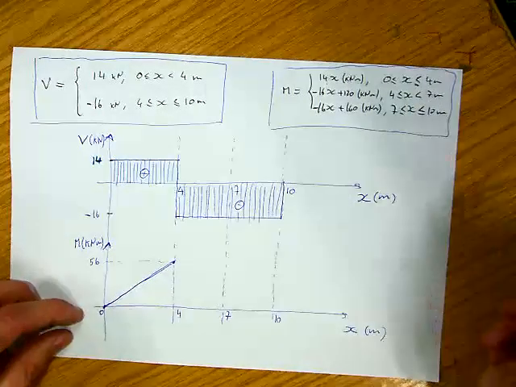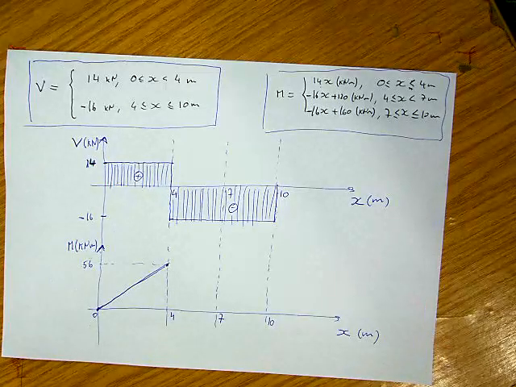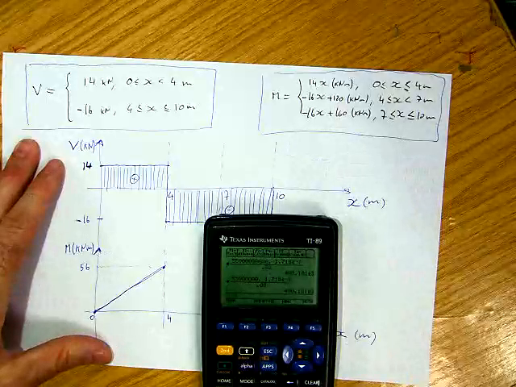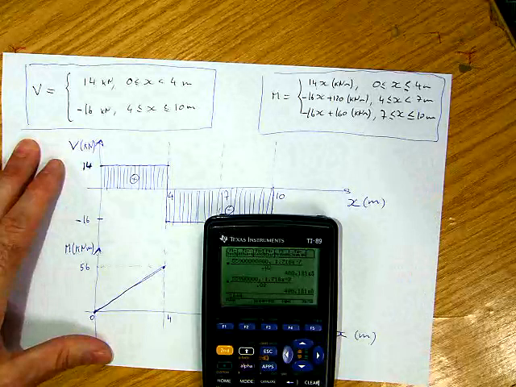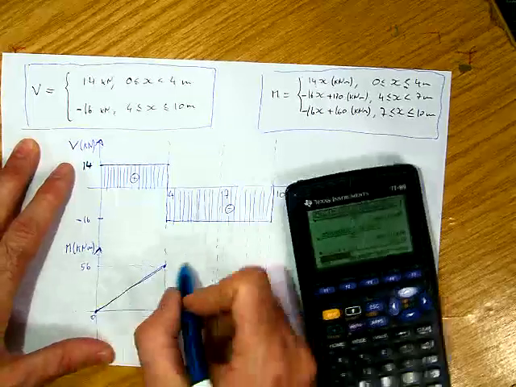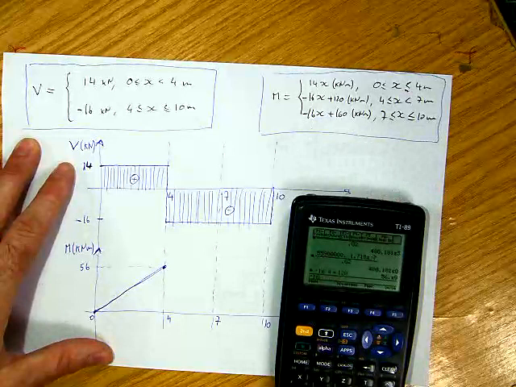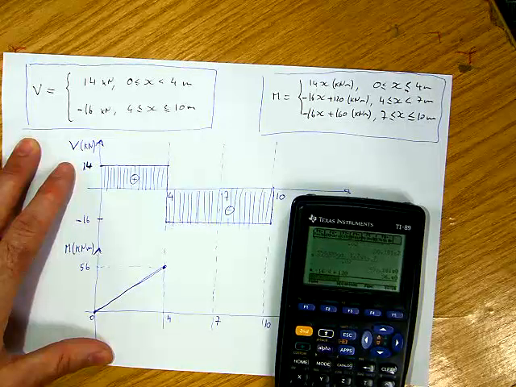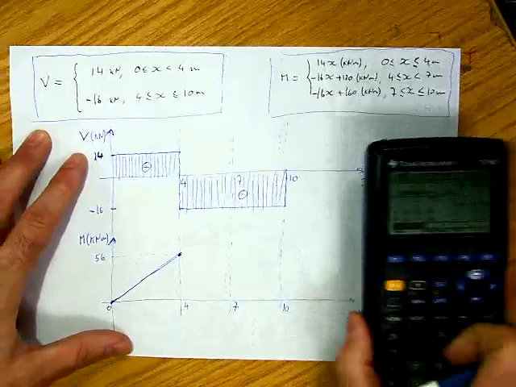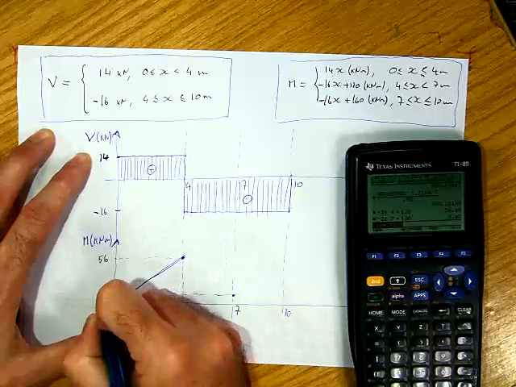Now from 4 to 7 what I can see is the following. Maybe I need a calculator to help me. Minus 16 times 4 plus 120 is precisely 56, so this is correct. It starts here. Now I'll do the same thing. Minus 16 times 7 plus 120 is 8. So at 7 we have 8 over there.